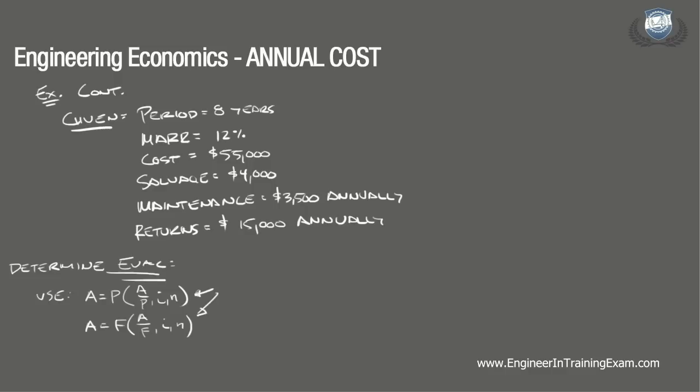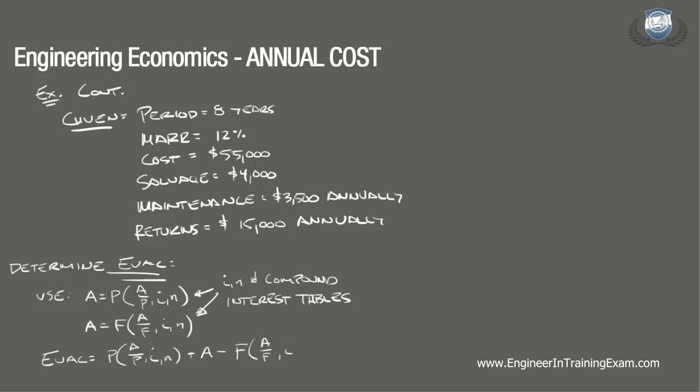The terms (A/P, i, n) and (A/F, i, n) can be defined using the given values for interest and period and the compound interest table starting on page 116 of the NCEES Supplied Reference Handbook. So the total equivalent uniform annual cost over 8 years, accounting for all the projected costs, is P times (A/P, i, n) plus A minus F times (A/F, i, n).